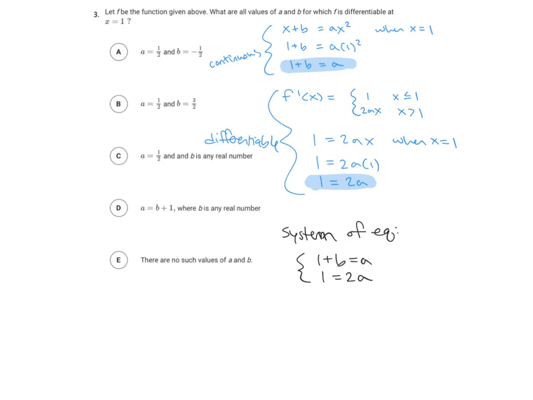I can get a by itself pretty easily if I divide both sides by 2. Then I get 1/2 equals a. And then I can substitute that into the equation on the top and get 1 plus b equals 1/2. And then if I subtract 1 from both sides, I get b equals negative 1/2. And if I look at my answer choices, a equals 1/2 and b equals negative 1/2 is my first answer choice.